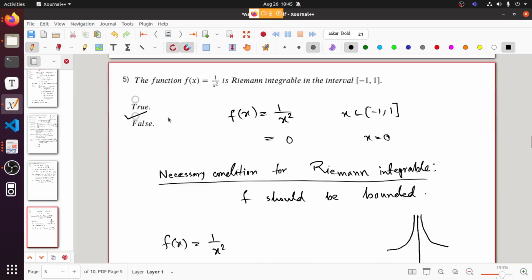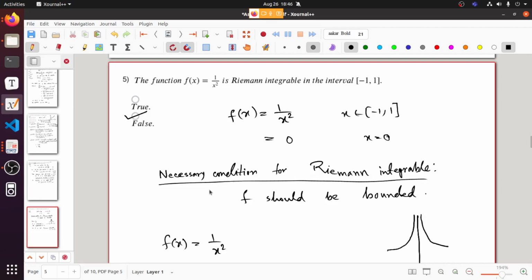Now come to question number 5. What it is saying: the function is given as 1 by x square. You have to check whether it is Riemann integrable in the interval -1 to 1 or not. Note that this function is not defined at the point 0, because at 0 it will be undefined, infinity. So we have defined it at the point 0. Now you have to check. You can define any value, we have just defined it here, you can also define other values.